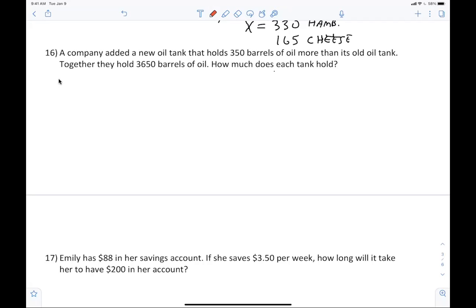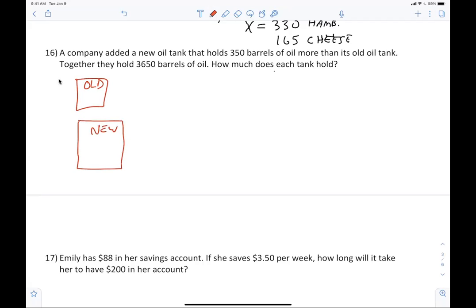All right. In my opinion, you have to visualize things. It's not supposed to be just, well, that's the answer. You're not going to get better unless you write things out, try to get the data on paper and figure it out. So let's see if we can do that. A company added a new oil tank that holds 350 barrels of oil more than the old. So here's my old tank over here. This is my old. Now I'm building a new tank. All right, this is my new.